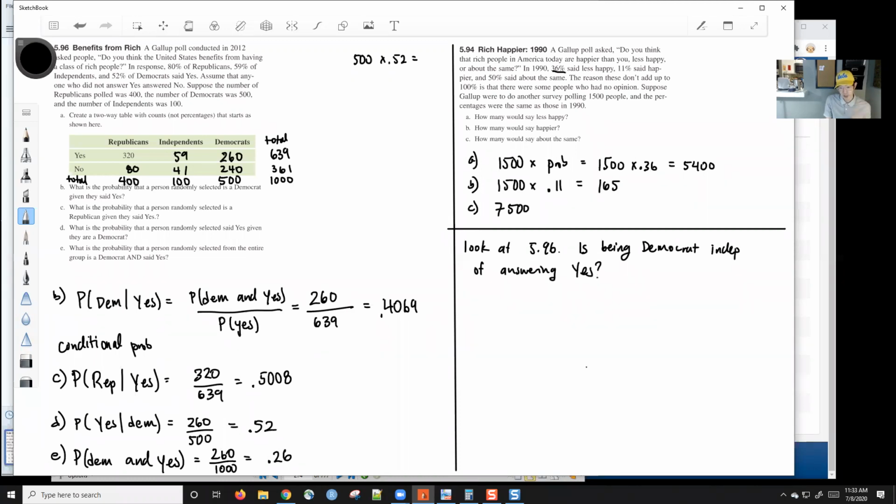Okay. All right, and so what we want to check is if the probability of answering yes given Democrat is equal to the probability of just yes, or the probability of yes given, I guess, not Democrat. It doesn't matter, okay? And if they are equal, then they are independent. And if they're not equal, then they are not independent.